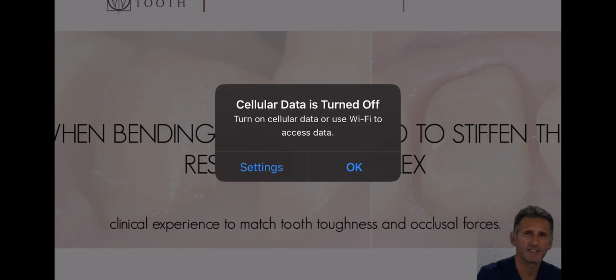When bending is risky, the problem is the bending. The bending is caused by loss of stiffness. So what do we want? We want to go back to the root of the problem, and we have to stiffen the restorative complex. So we need to develop over time, with a bit of clinical experience, the ability to match how stiff a tooth is, how good or bad an occlusion is, and which kind of prognosis over time, in order to understand and decide a treatment plan.